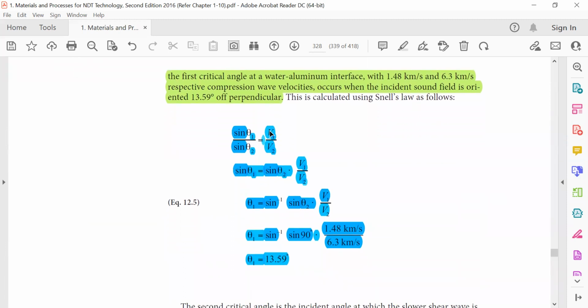The first critical angle at a water aluminum interface with these velocities, where the incident sound field originates 13.59 degrees off perpendicular. So sin theta 1 over sin theta 2 equals V1 over V2. Just keep it in kilometers per second, no need to change. So theta 1 equals sin inverse of sin 90 times 1.48 divided by 6.3. So that is 13.59 degrees.